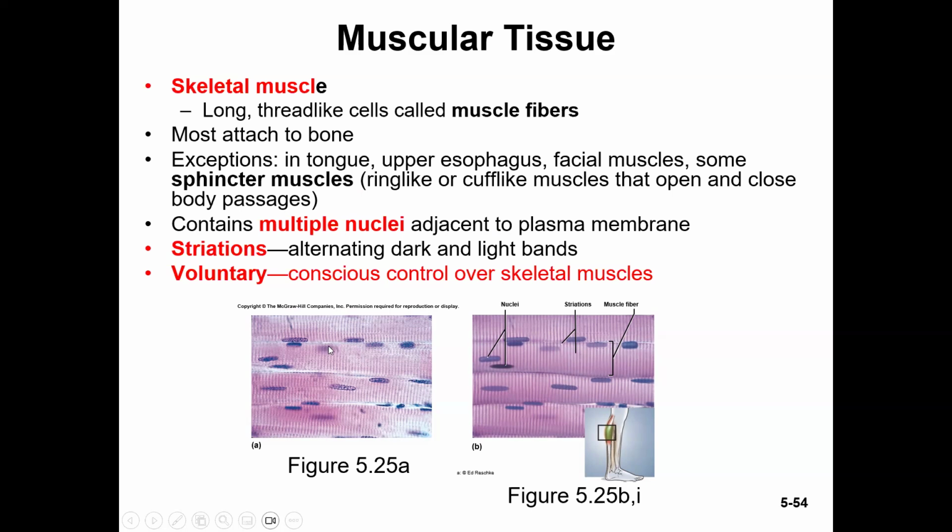It contains multiple nuclei. So these are all nuclei from this one muscle cell. Here's another muscle cell up here, and it's got lots of nuclei. Striations are the name we give to the light dark banding, and it's due to the arrangement of different proteins inside the muscle tissue. Skeletal muscles are voluntary, under conscious control. So you control when you take a step, when you want to work out. This is what we mean by voluntary control.